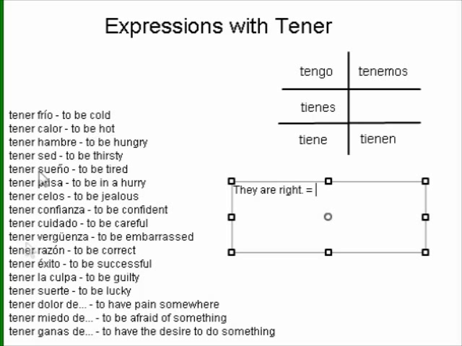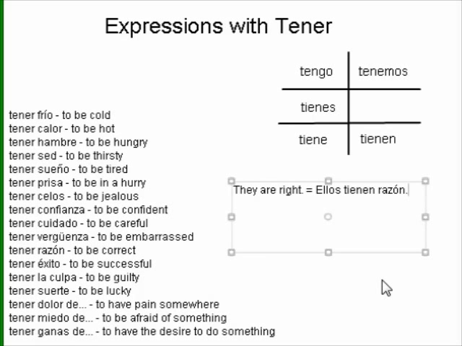If we look at our list here, we can find the expression for to be right or to be correct. Here it is, tener razón. The they form is ellos. So ellos tienen. They is ellos. The they form for tener is tienen. Ellos tienen razón. That's all there is to it.